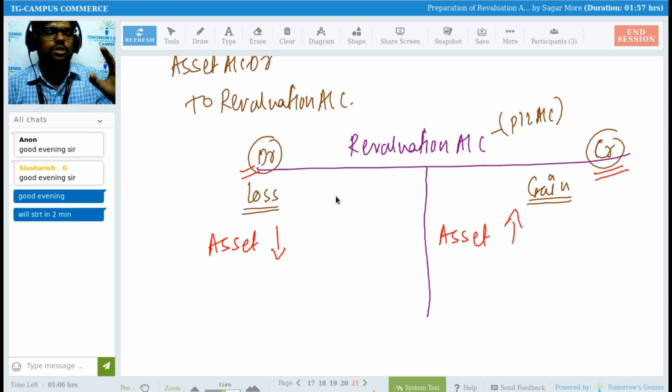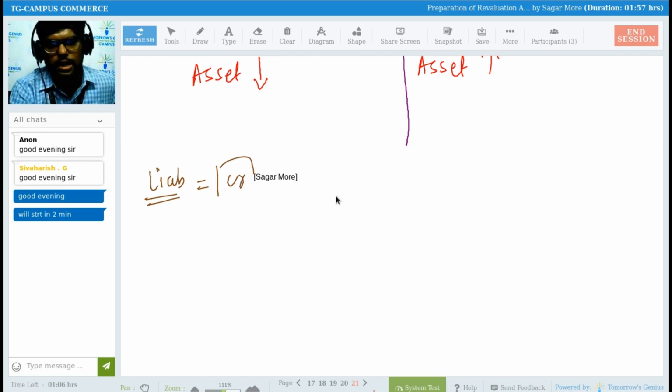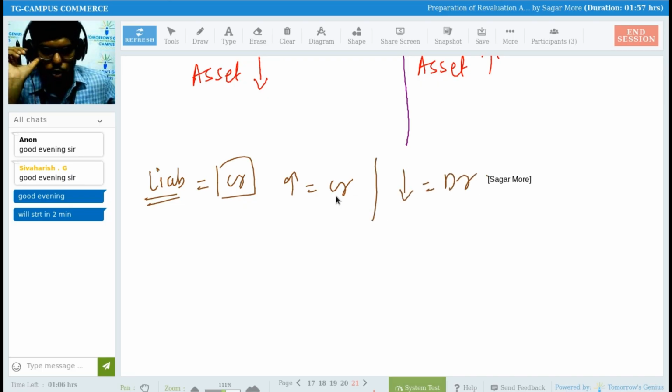Simple. Now, we are discussing liability, right? I can give you an example here. Now about liability: liability means credit. Whenever you want to increase any liability, you have to credit it, and whenever you want to decrease any liability, you have to debit it, right? Simple. This rule we know.